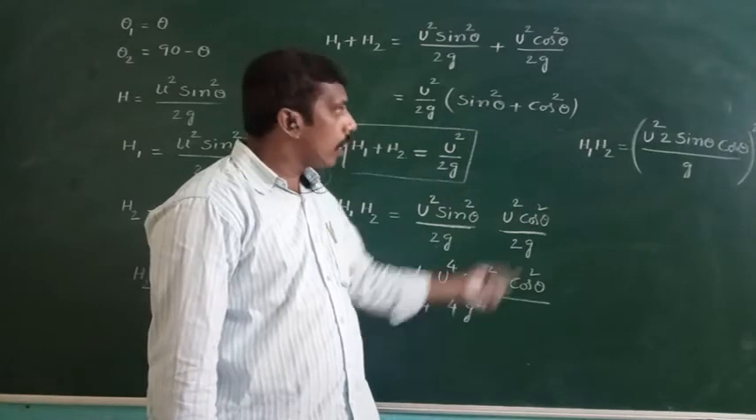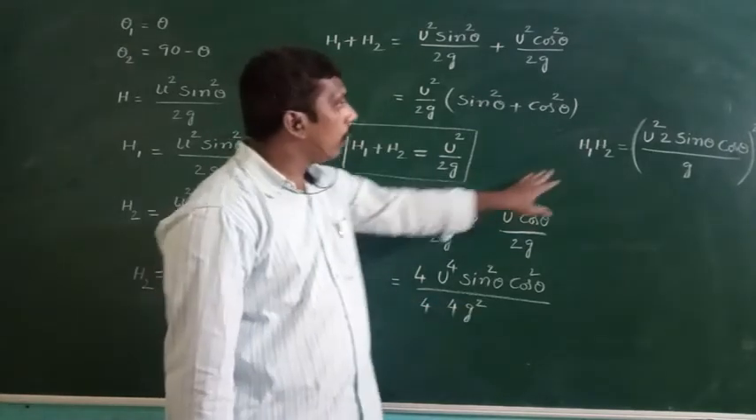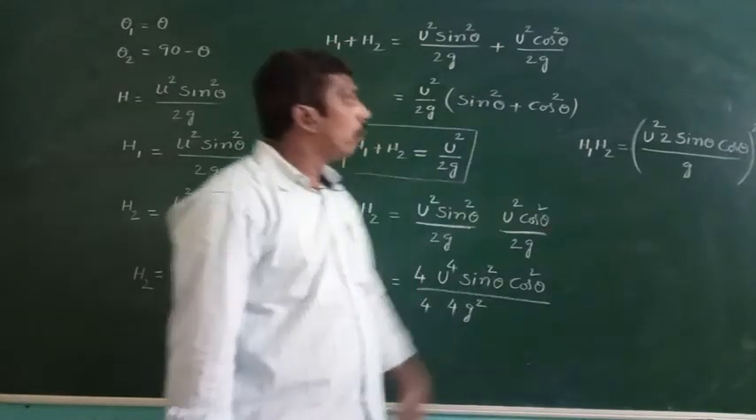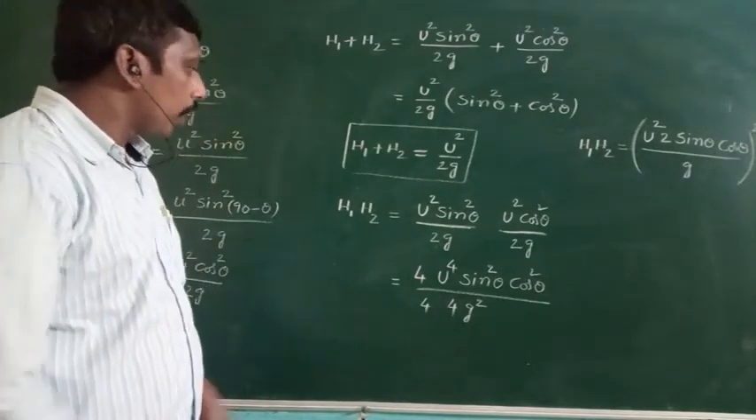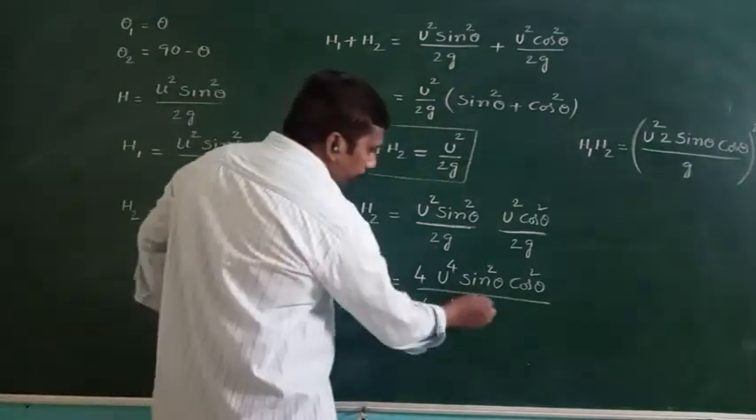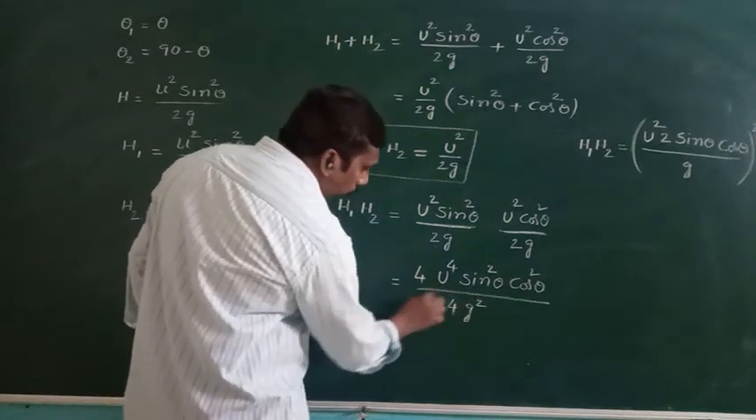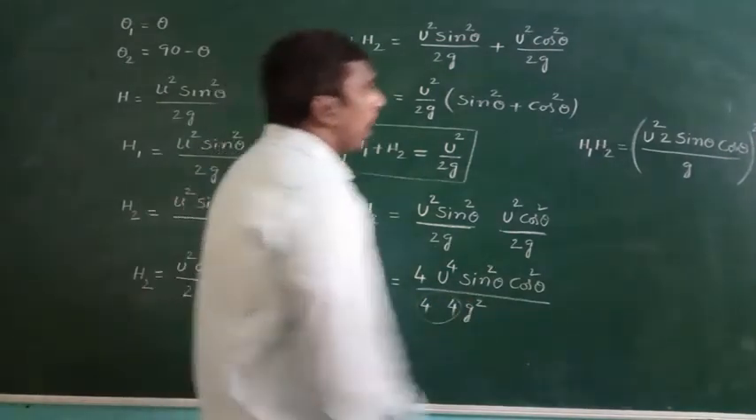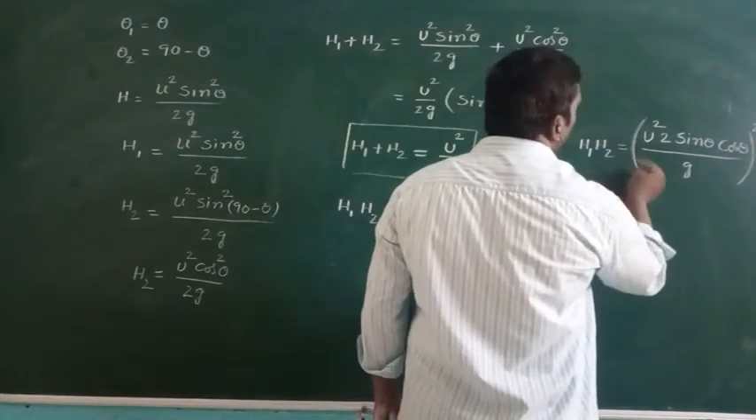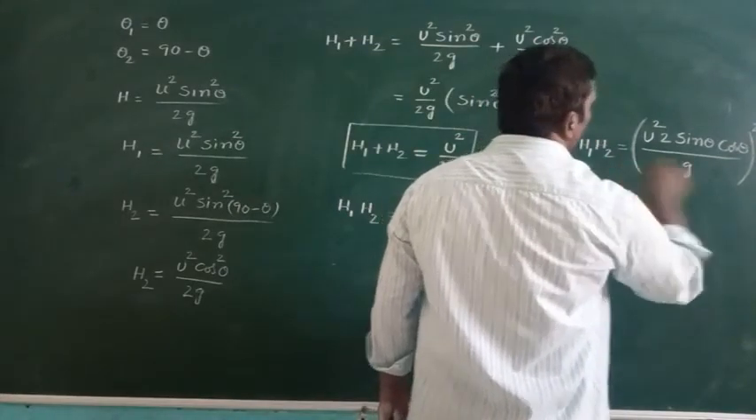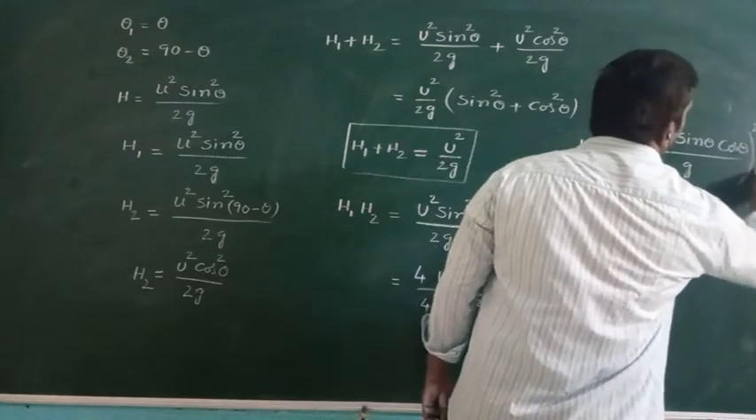Divided by g square, there is g whole square. So then we get h1 into h2 is equal to (u square 2 sin theta cos theta) whole by g whole square. So here the remaining term is 4 into 4, which is equal to 16. The 16 is right outside the bracket, so that is equal to 1 by 16 will come.